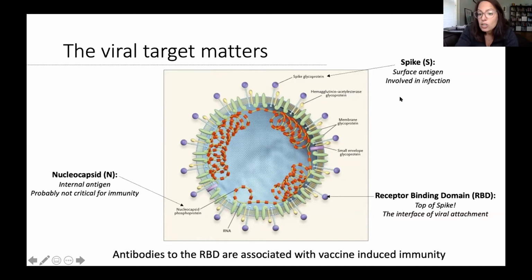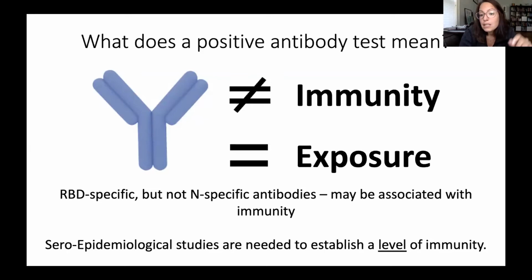So antibodies to these targets can help us build that passport, but antibodies to this antigen are unlikely to give us that necessary information. So what an antibody positive test really means is that you have been exposed. It does not mean you're necessarily immune. But what we are beginning to realize is that RBD specific, but not N specific antibodies are beginning to give us clues and hints about who might be immune.